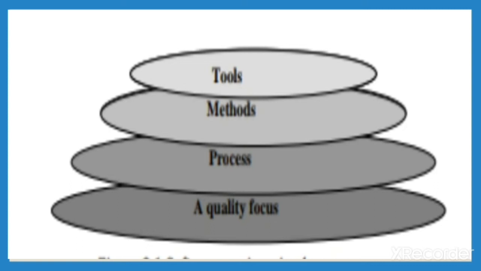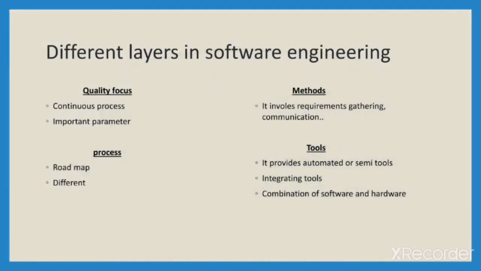As I said before, the process takes place from the bottommost layer. Software quality is going to be the primary thing in these layers. Quality focus is the main thing to be maintained, and process, methods, and tools are the layers in software engineering. Each and every layer has its own significance. Let's take a look at the actions explained in the different layers.